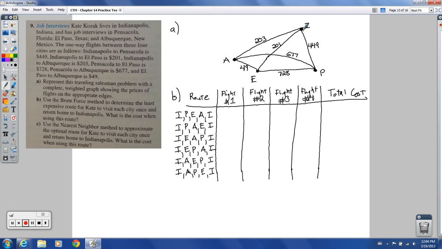So I to P first is $449, and then Pensacola to El Paso, 728. Okay, and El Paso to Albuquerque, 49, and then going back home to Indianapolis, 203. We'll work out the total cost after we figure out all this stuff here. Let me draw in some yellow lines just to make it easy to follow my work here.